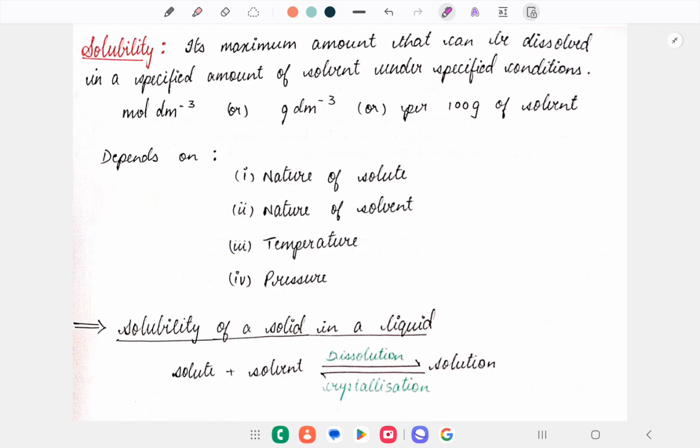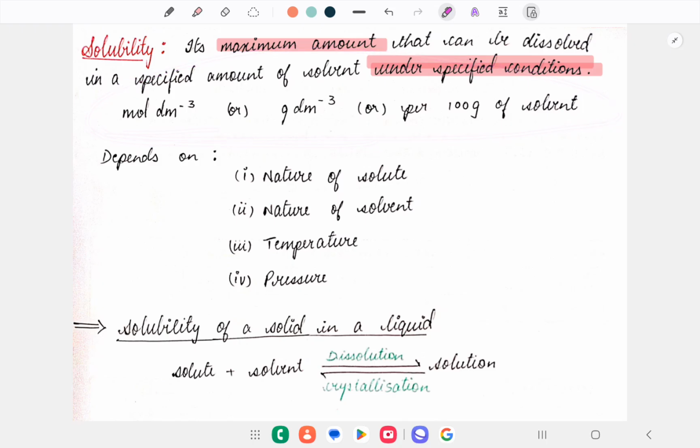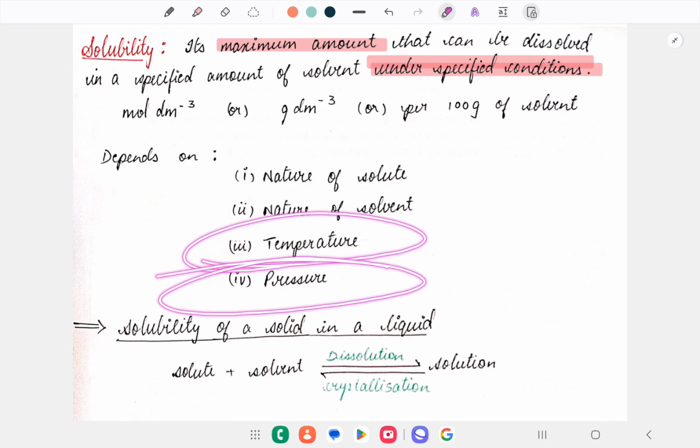So, what is solubility? It is the maximum amount of solute that can be mixed in a specified amount of solvent under specified conditions. The units of solubility are mole per decimeter cube, gram per meter cube, and gram per 100 grams of solvent. And it depends on the nature of the solute, the nature of the solvent, temperature, and pressure.